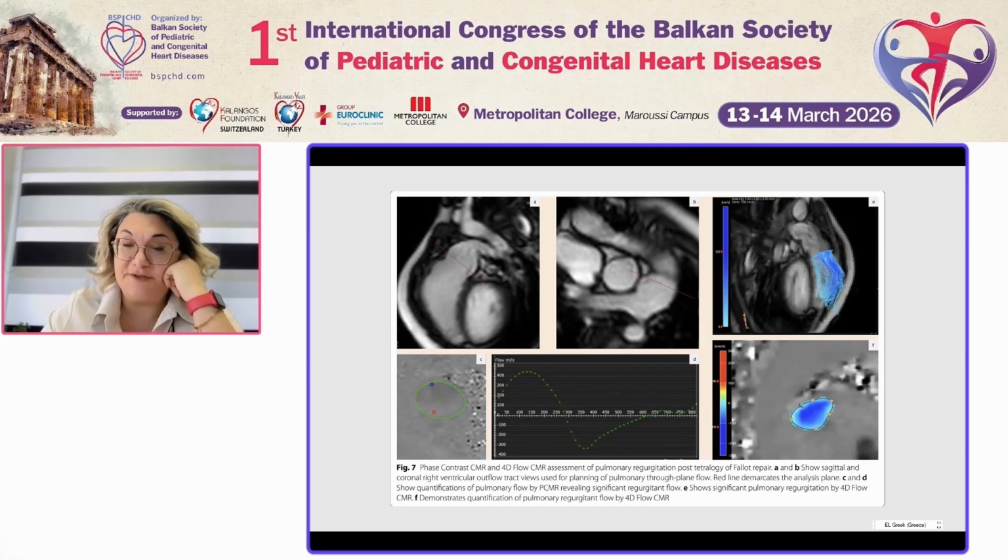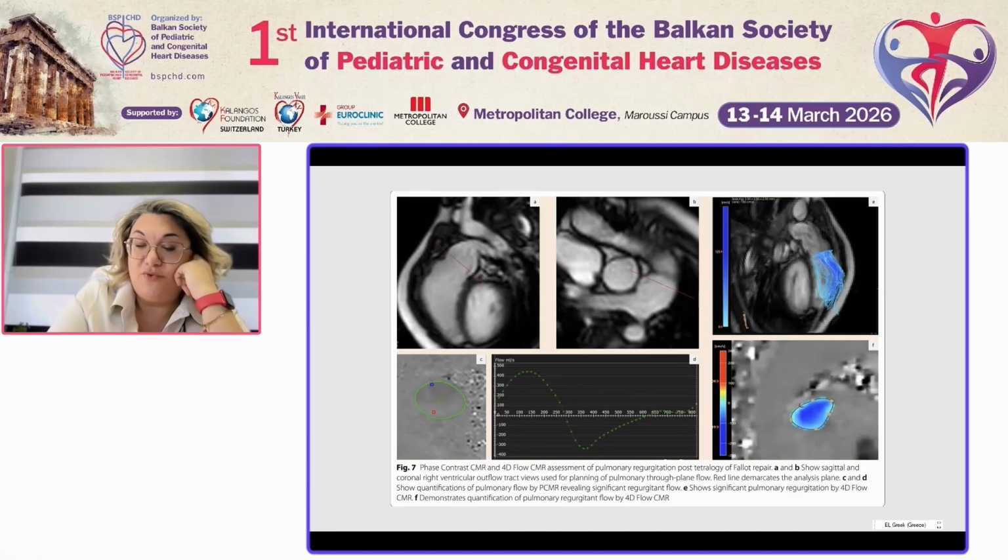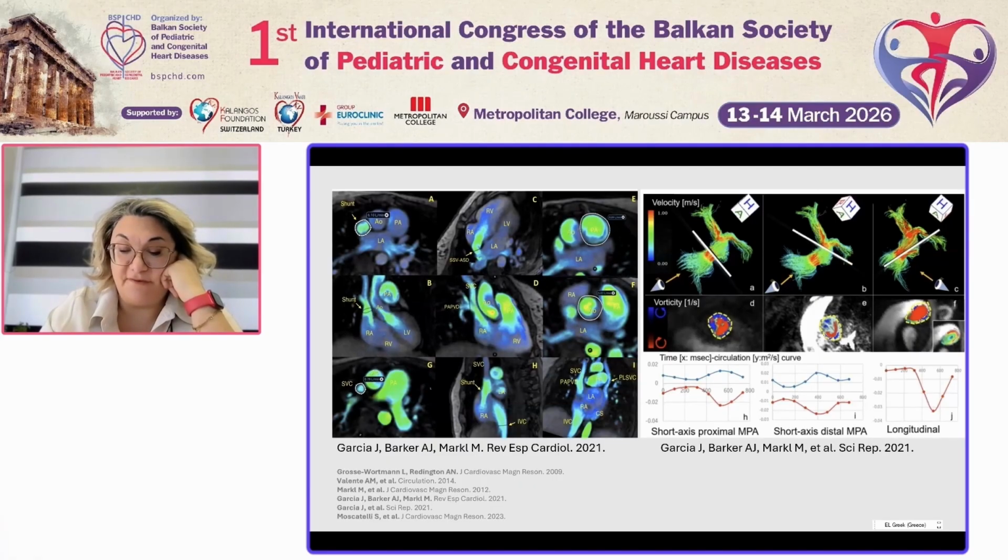These flow planes can be positioned retrospectively and tracked through the cardiac cycle. This approach allows for comprehensive visualization and precise quantification of the pulmonary regurgitant volume and fraction, key parameters that guide the timing of pulmonary valve replacement in repaired tetralogy of Fallot.